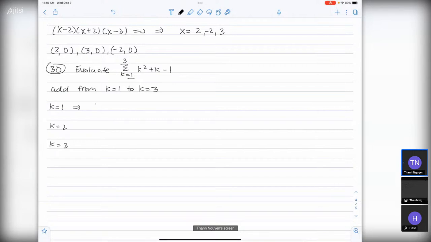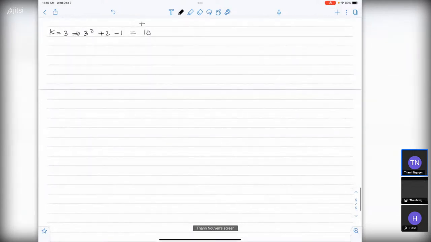K equals 1, this becomes 1 squared plus 1 minus 1, right? This becomes 1. This becomes 2 squared plus 2 minus 1. This is 4 plus 2 is 6. This is 5. This is 3 squared plus 3 minus 1. This is 9 plus 2 is 11. This is 10. Okay? So add that all together. So it's plus, plus. Okay, 1 plus 5 plus 10 is equal to 16. All right? Pretty straightforward.